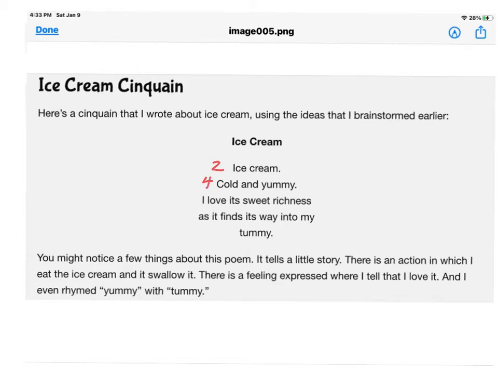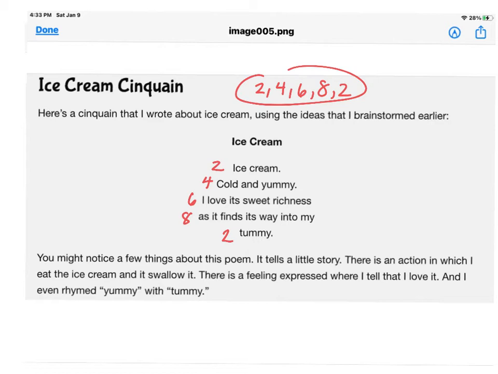My next line is going to be 6. My next line is going to be 8. And my last one is back to 2. So that's the pattern for the cinquain. Okay, 2, then 4, then 6. Notice we're counting by 2s, and then we go back to 2.